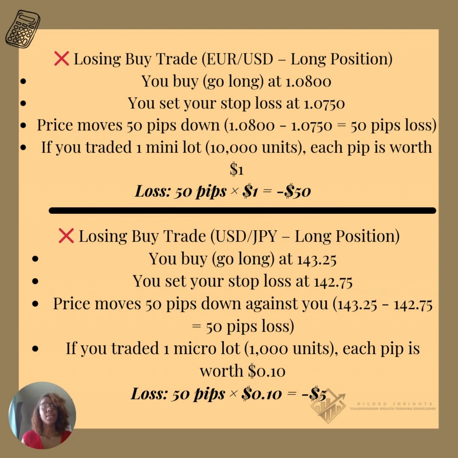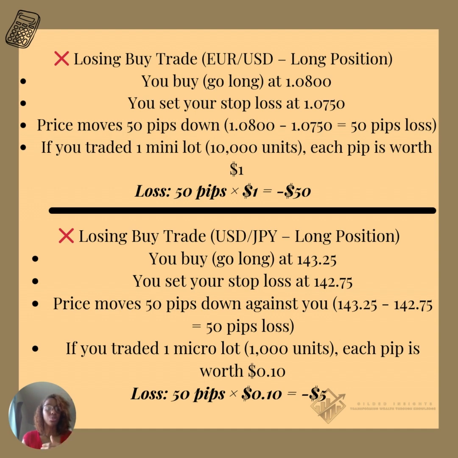So if price moves down 50 points and I'm entering a buy position, let's say I traded one mini lot, which is only worth $1. 50 pips was my goal, times that $1, because that's how much is moving per pip, means I just lost $50. So my goal was to get the 50, but instead I lost it.